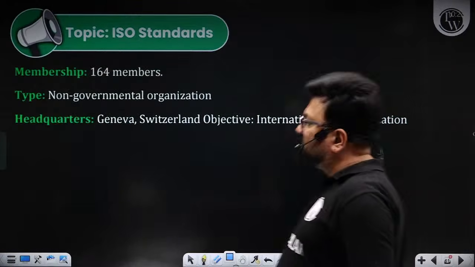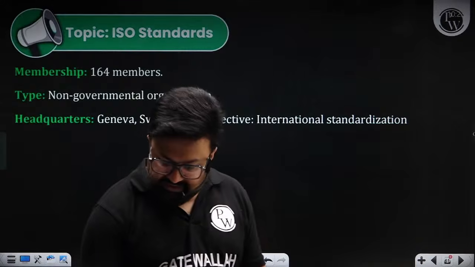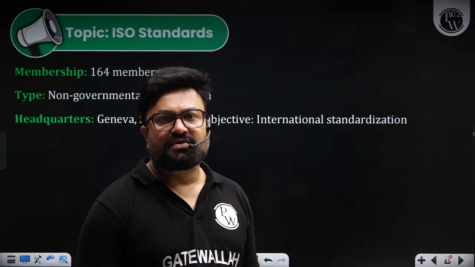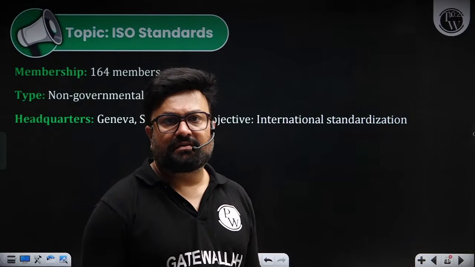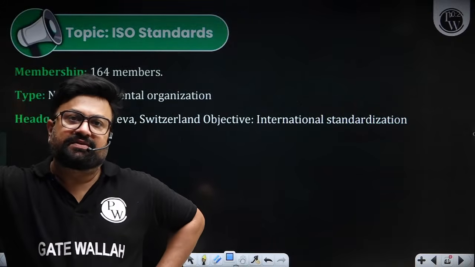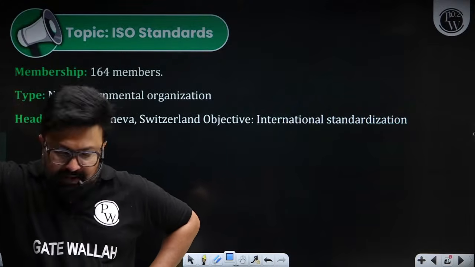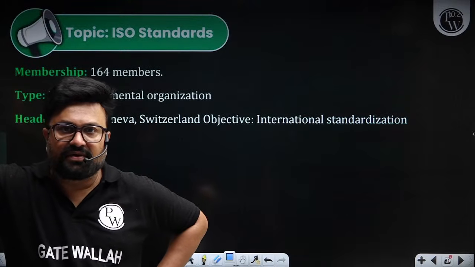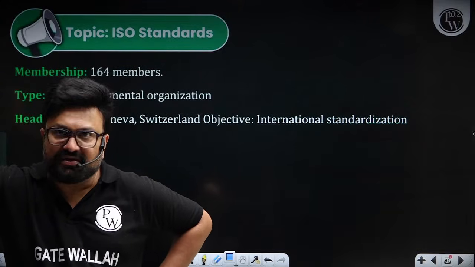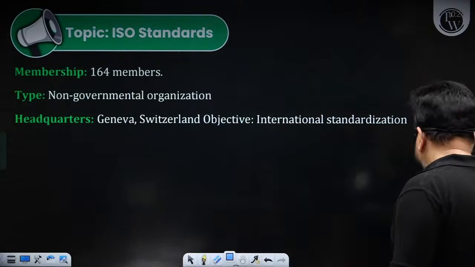So, International Standard Association. The members of ISO are what? Currently, I think 164 members are there of ISO. Type of organization is what? Non-governmental organization. Where is the headquarter? Headquarter is in Geneva, Switzerland. Its objective is international standardization.